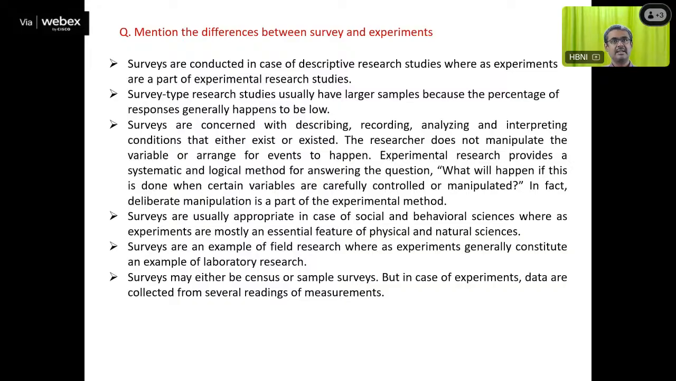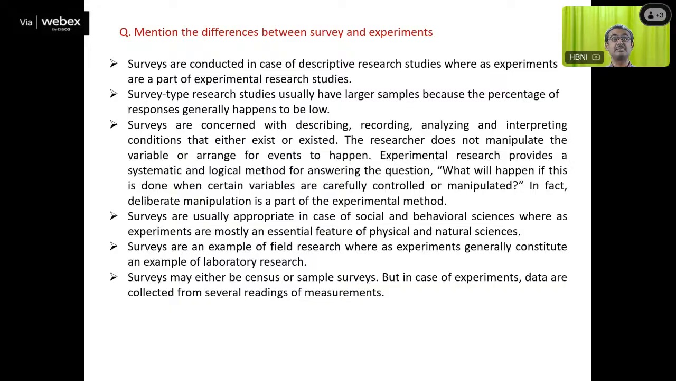So what are those? Surveys are conducted in case of descriptive research studies, whereas experiments are part of experimental research studies. So this is very simple. Survey type research studies usually have larger samples because the percent of responses generally happens to be low. Surveys are concerned with describing, recording, analyzing, and interpreting conditions that either exist or existed. The researcher does not manipulate the variable or arrange for events to happen.